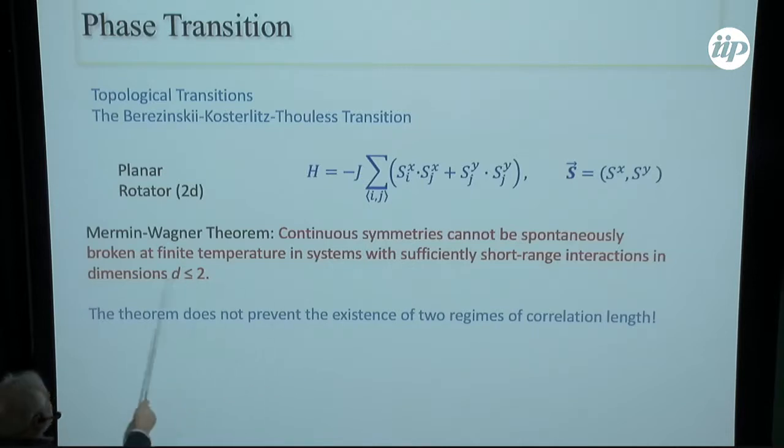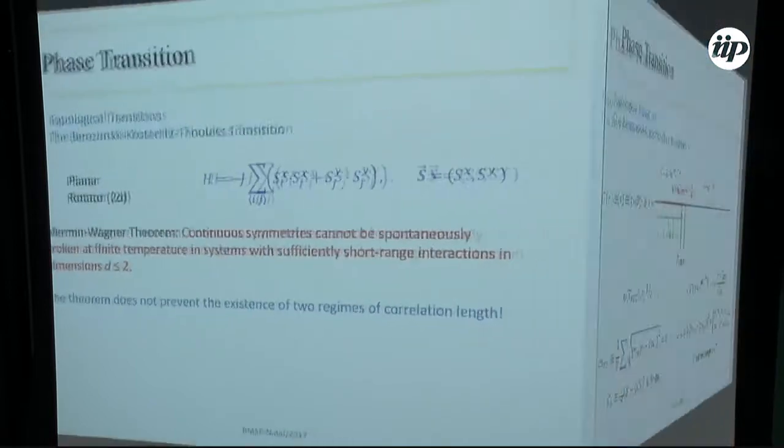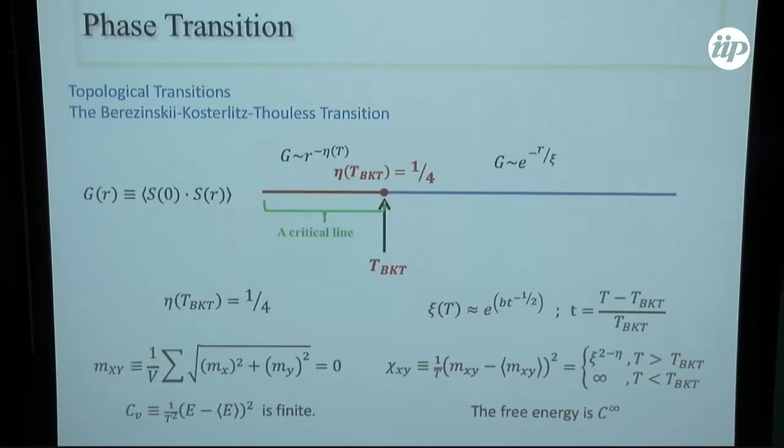But in dimension smaller or equal to, then this theorem states that it's impossible to have order-disorder transition. That's all. That's what we need. And so I have defined the continuous transition, the second order, the whole second order transition is a continuous transition. First order has latent heat.